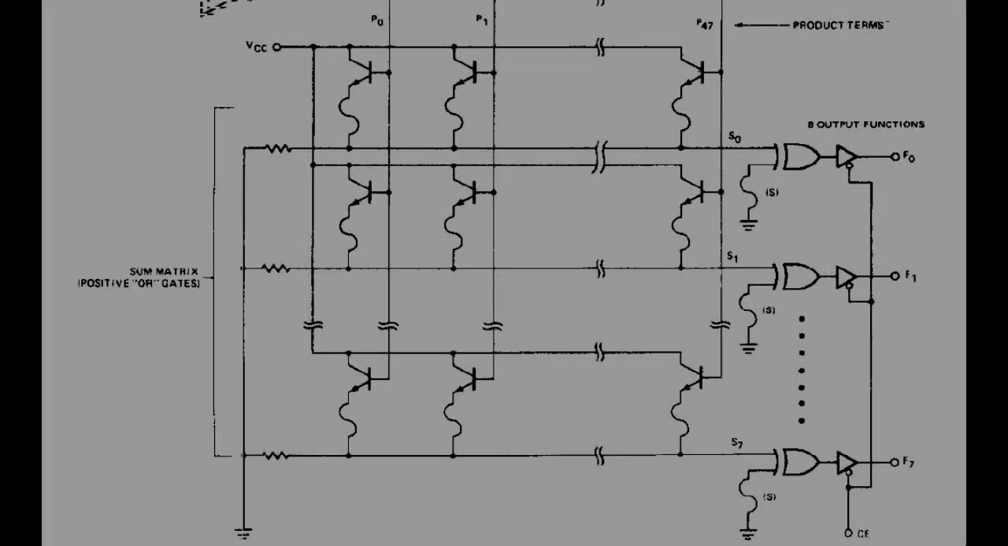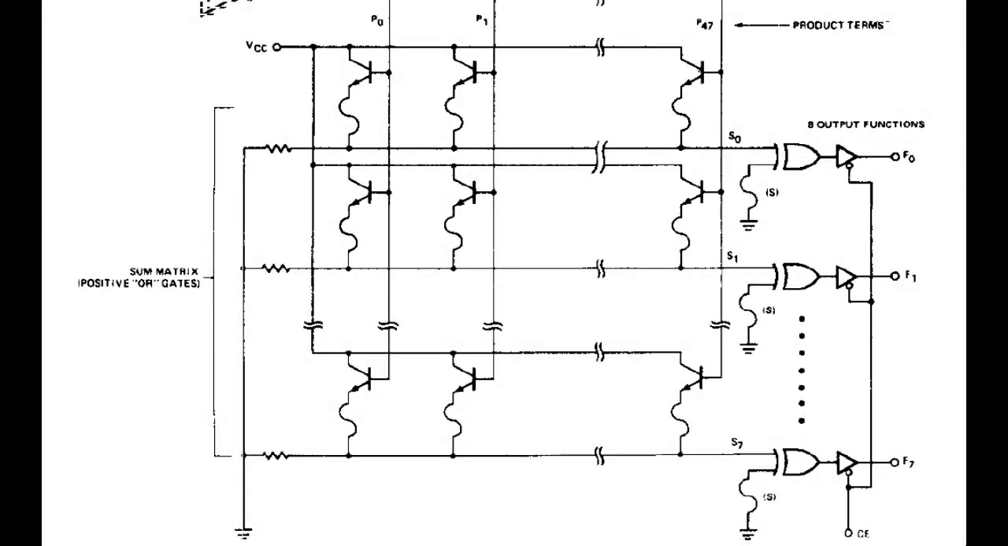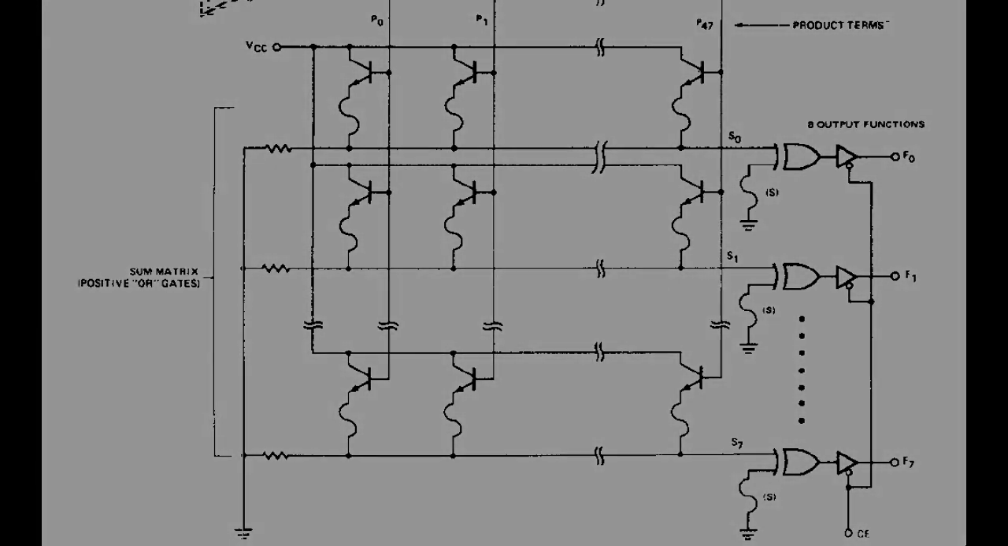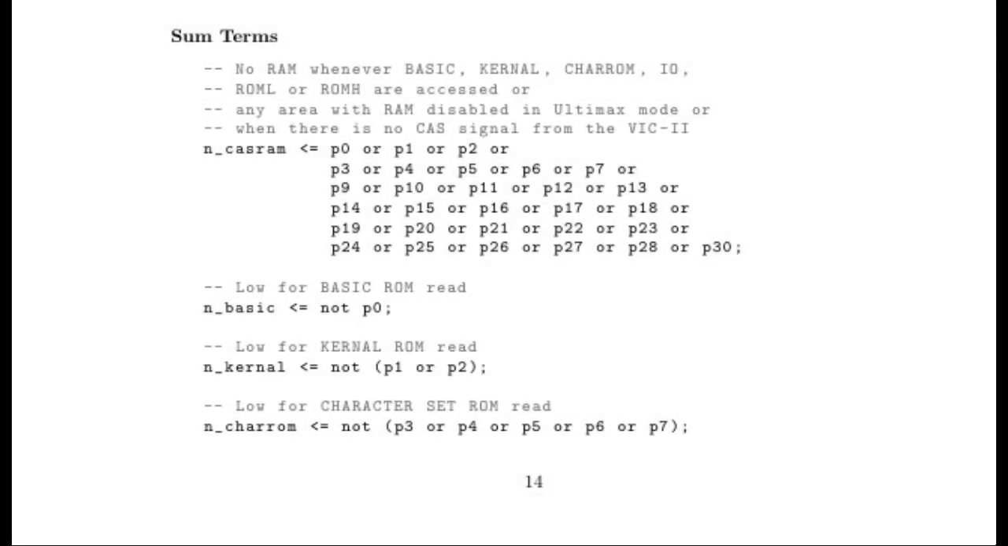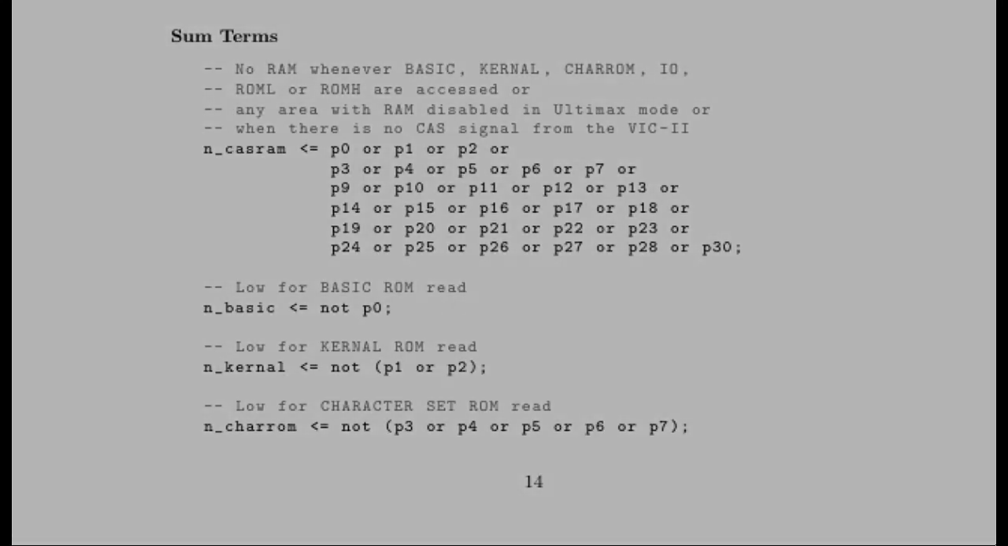Then we can combine any of the product terms into 8 different logic OR functions, each for one of the 8 outputs. These OR functions are called the sum terms. As a last step, we can optionally invert each of the outputs by blowing the S fuses. Again, here we can see some of the actual sum terms of the C64 PLA from the same document as before.